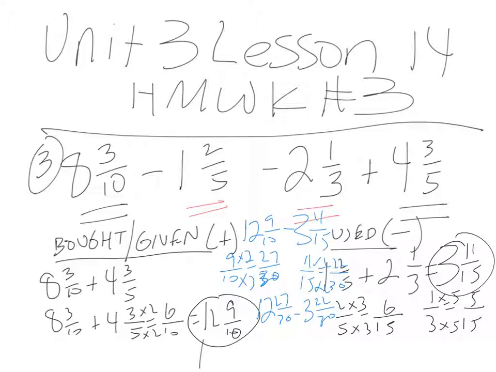I can subtract the whole numbers and get 9. I can subtract the fractions and get 9 and 5 30ths, or that in simplest form is 9 and 1/6. So my answer to the word problem is 9 and 1/6. And that's a strategy on how to do these types of problems.